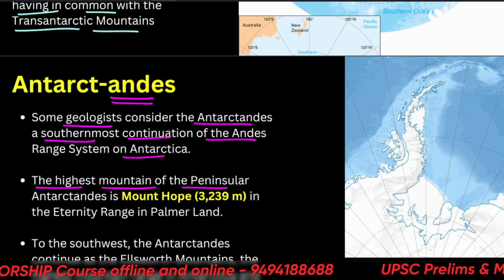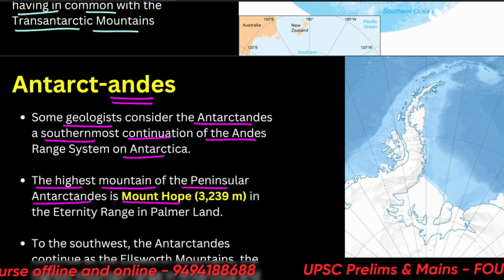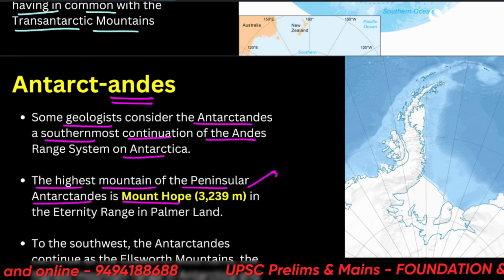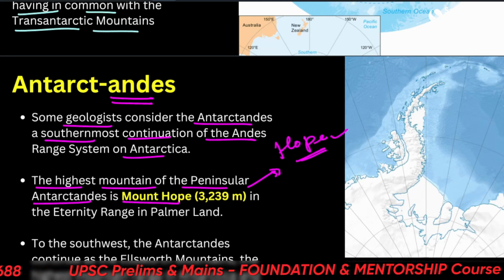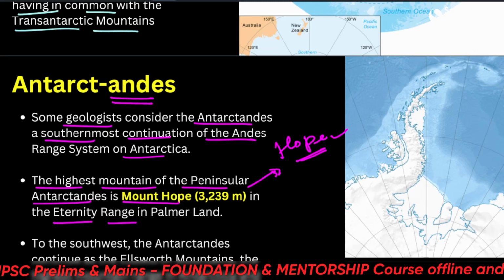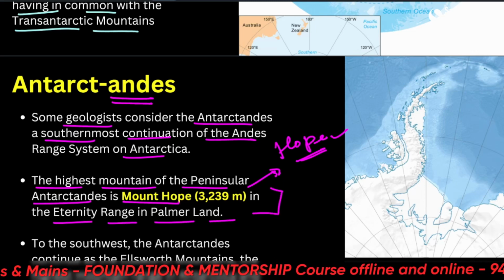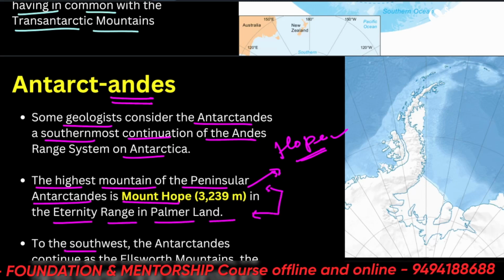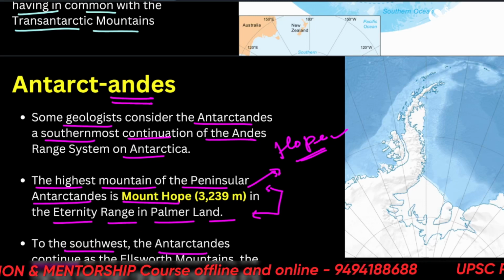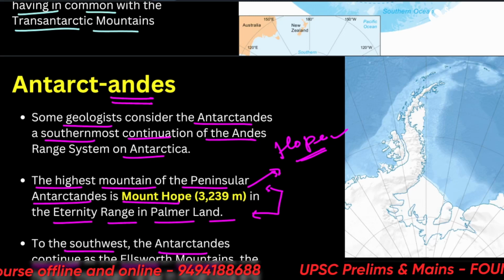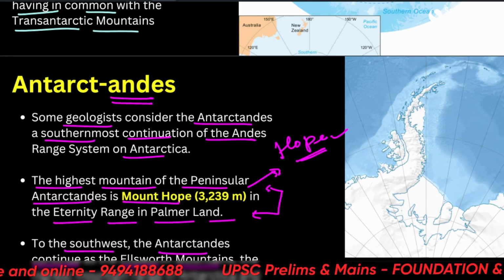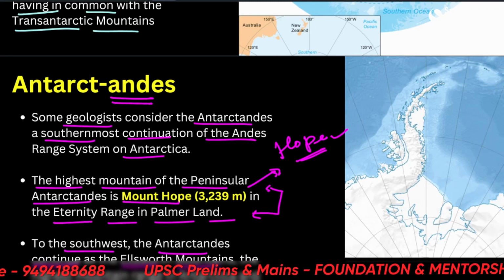The highest mountain on the peninsular Antarctic Andes is Mount Hope. So this you have to remember: Mount Hope. This is very important. It has been asked previously. It is in the Eternity Range in Palmer Land. So these three names, please remember. To the southwest, the Antarctic Andes continue as the Ellsworth Mountains, the highest mountain range in Antarctica, much covered by glaciers in Palmer Land. Okay, so this you remember.